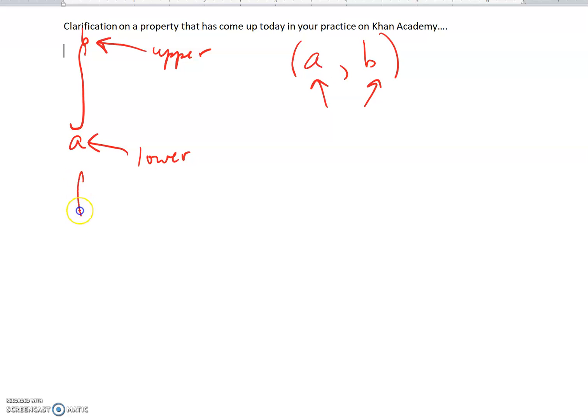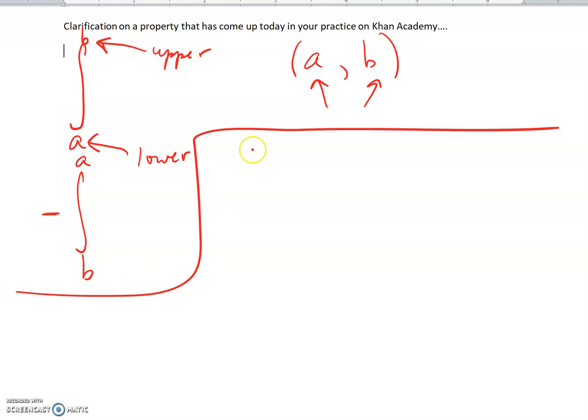And why does it all of a sudden become negative when the bounds are switched, when the lower bound is actually greater than your upper? So it comes down to this. If we have a graph, and I'm going to use some real numbers here so we're not just flipping around with A and B. So I'll make this 2 and I'll make this 5. And there's some curve like this. It doesn't matter the shape.